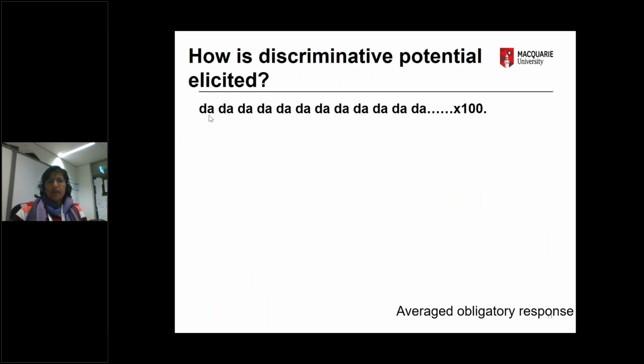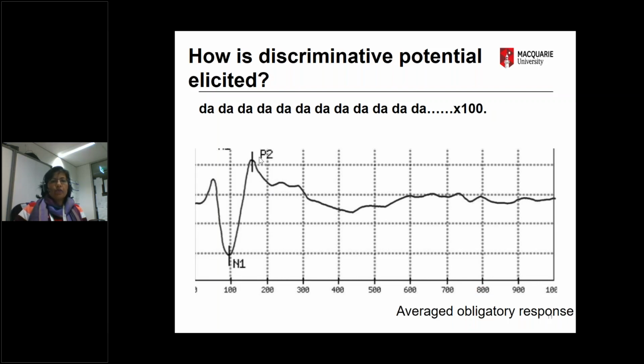So just to make it very clear, say instead of the whistles of the storks, we had these das presented 100 times. This is the kind of response you would get. There would be a P1, N1, P2, and this is in elderly, but any adult 18 years and up, this is the kind of response you would get. I chose this specifically because it shows the timeline quite nicely. And this is an average response from all those 100 das.